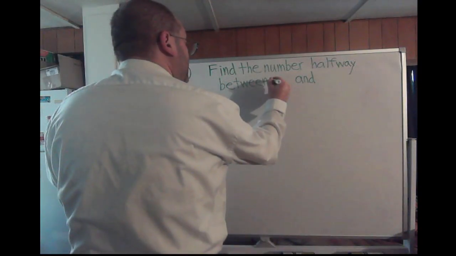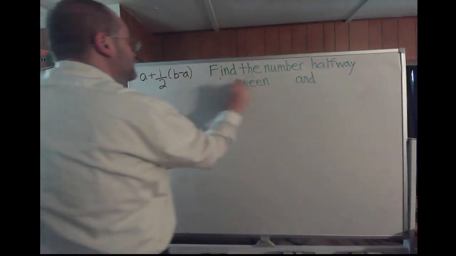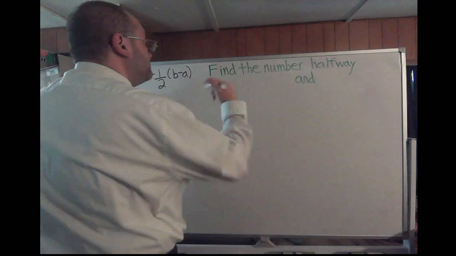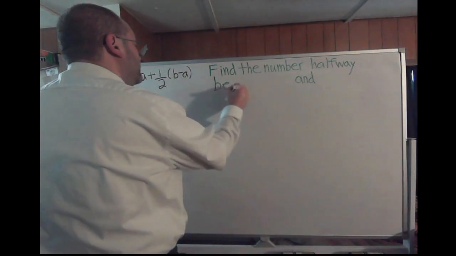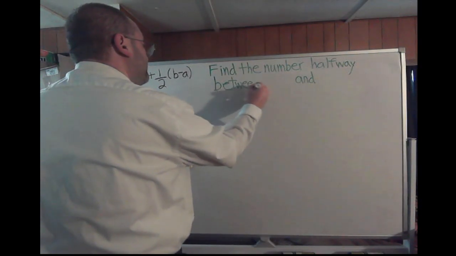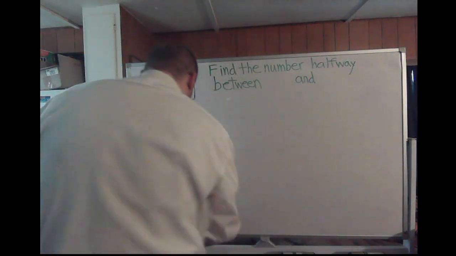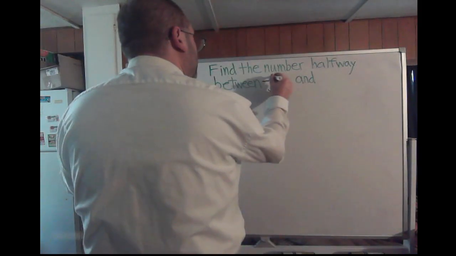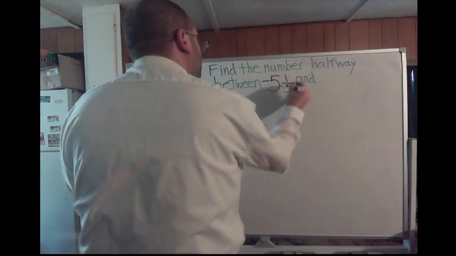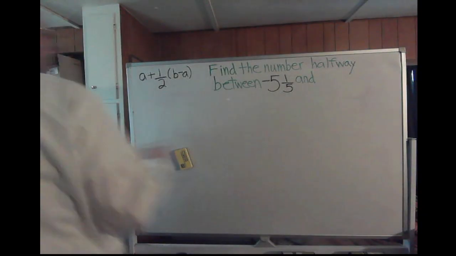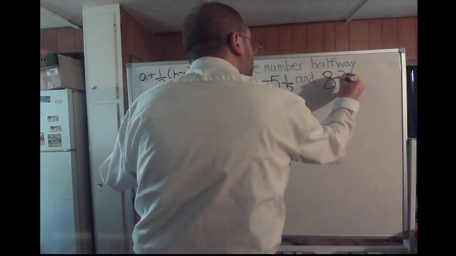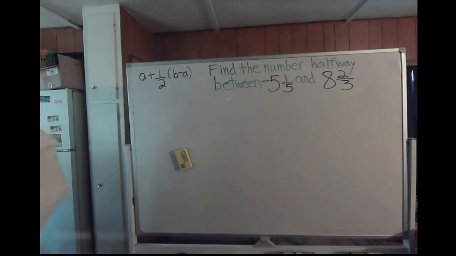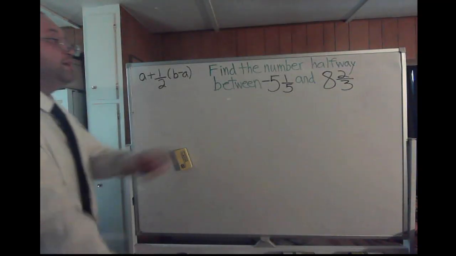All right, let's do the number halfway. Let me space this apart a little bit better so I can write a little bit better. Find the number halfway between, what numbers are we doing? Negative 5 and 1/5 and positive 8 and 2/3. So now we're being asked to find the number halfway between negative 5 and 1/5 and positive 8 and 2/3.